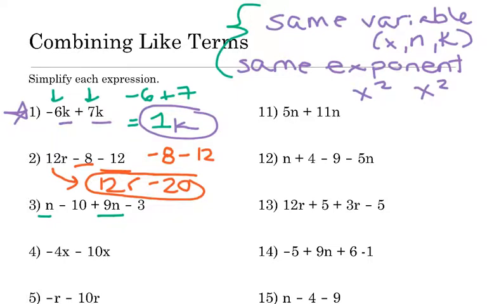Your invisible coefficient, if you ever see a variable on its own, there's technically a little invisible 1 on it. So you're just doing 1 plus 9, that's 10. Don't forget your variable, n. And notice we still have a negative 10 and a minus 3, and those again are just numbers, constants. So negative 10 minus 3, negative 13. So the answer for 3 is 10n minus 13.